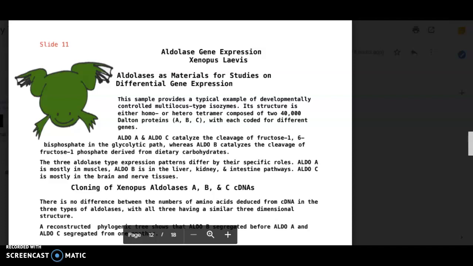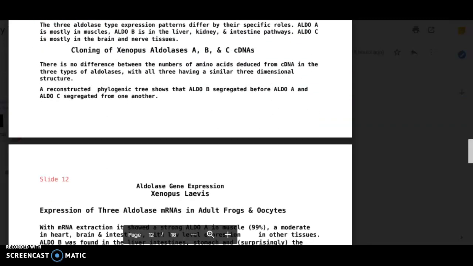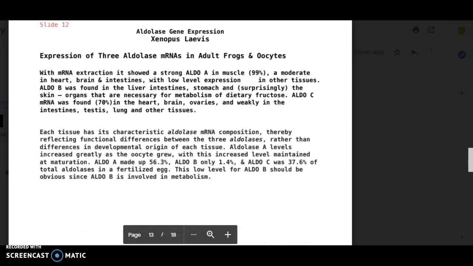Now we'll continue on with talking about the African clawed frog. The expression of the three aldolase messenger RNAs in adult frogs. Northern blot analysis was done using RNA extracted from various Xenopus adult tissues and obtained a very strong aldolase A messenger RNA signal in muscle, a moderately strong signal in heart, brain, and intestine, and a low level of expression in all the other tissues, probably due to transcription from the minor pan-expression promoter.